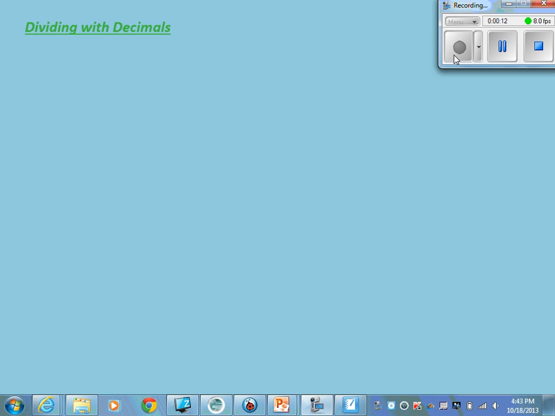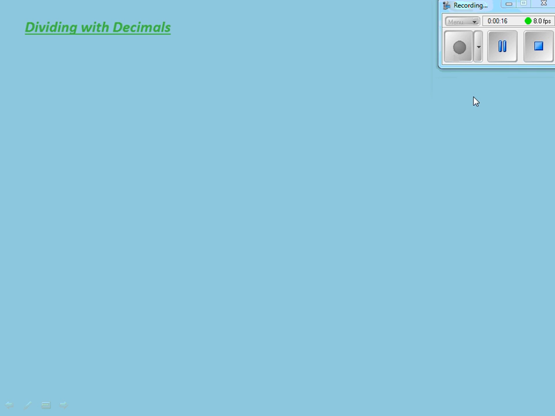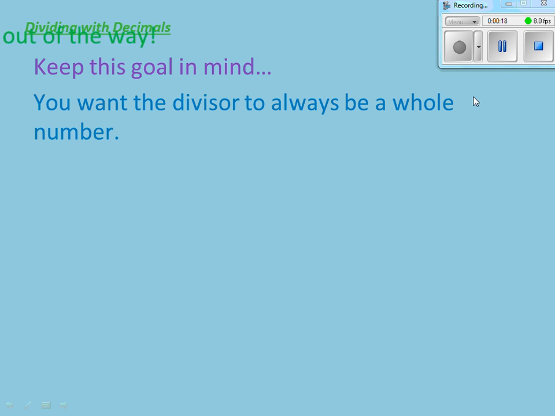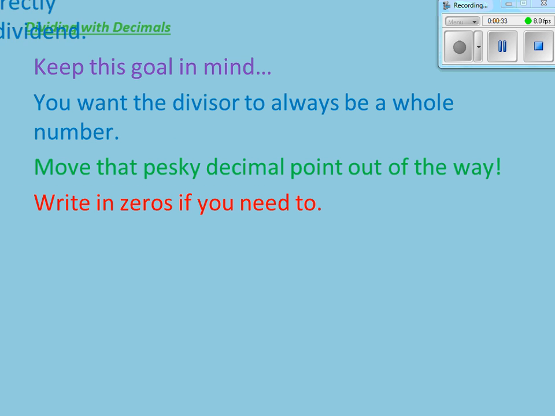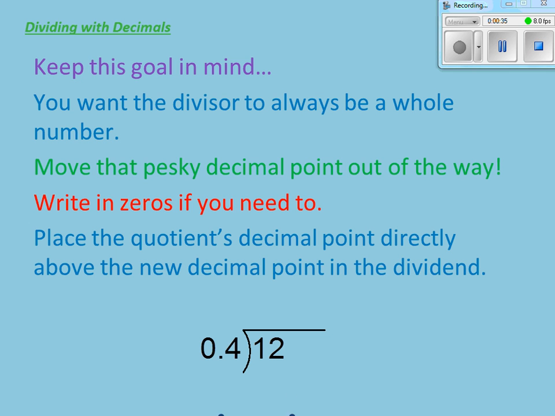The first thing we want to look at is, you want the divisor to always be a whole number. Sometimes you need to move the decimal point to make your divisor a whole number. Write in zeros if you need to. Place the quotient's decimal point directly above the new decimal point in the dividend.